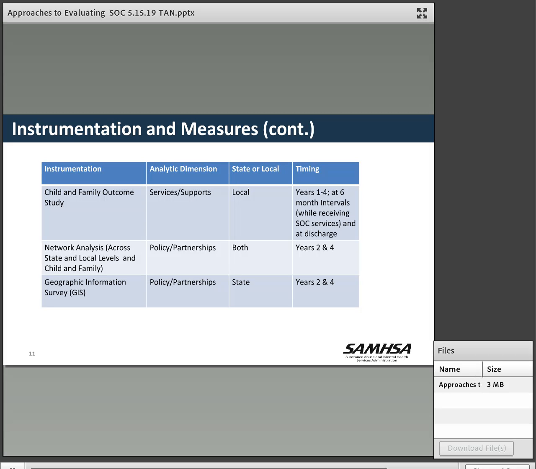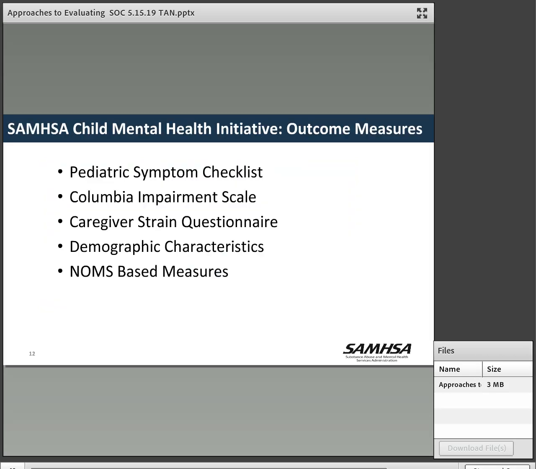That's very interesting. It looks at policy and partnerships and the different kinds of relationships that you have in your system of care between your local system, potentially state systems, partners, and the various folks you work with in implementing your systems. We do that at both the state and local level, and we've done it twice to see how it changes. So that's a very interesting model that we're looking at. And finally, we do a geographic information survey to see where services are being provided.